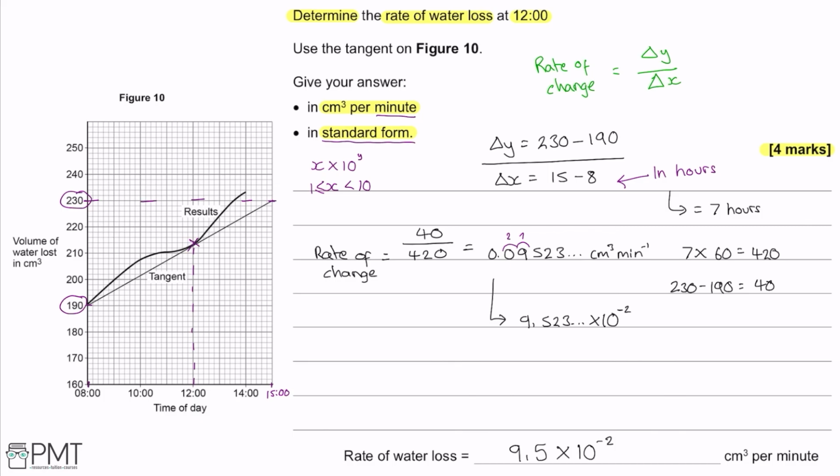right. So you get one of your 4 marks for that rate of change equation, another for getting an answer to that that's correct, the next one for carrying out your conversion and making sure that it's in minutes, and the last for correctly putting your answer in standard form.